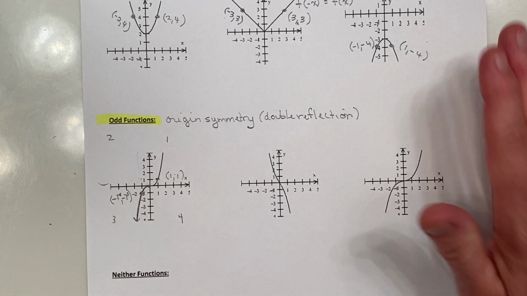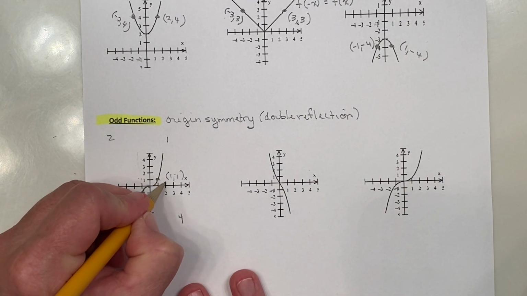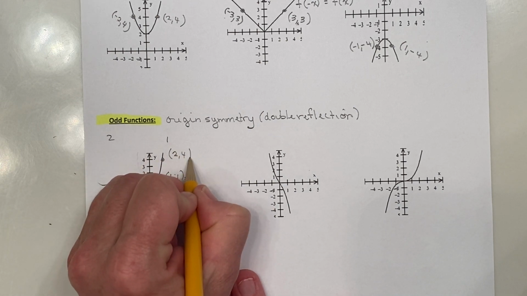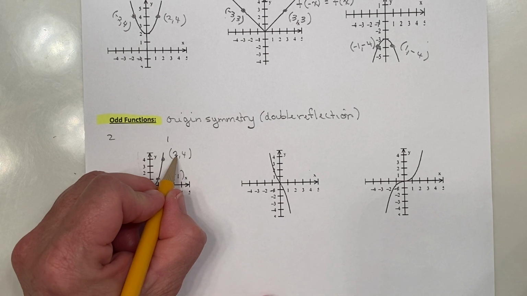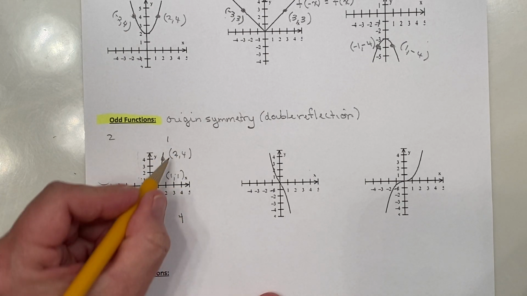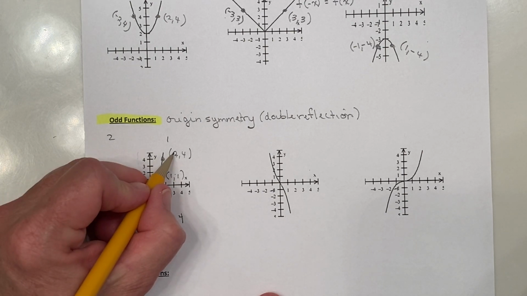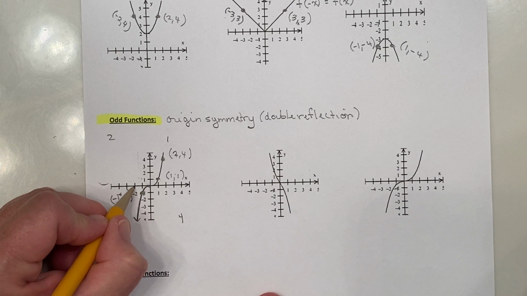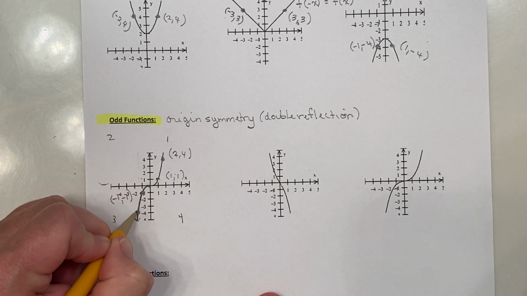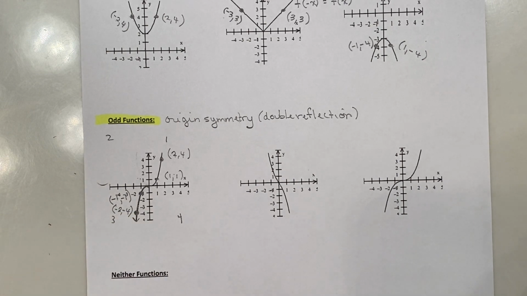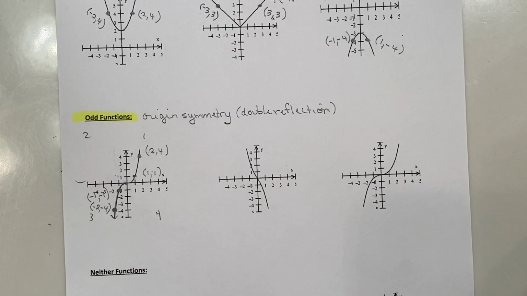So let's do another point. Let's do 2, 4. What if 2, 4 is a point on an odd function? So what other ordered pair would be on the same odd function? Well, it's opposite x's and opposite y's to get you down here in this quadrant. So think about negative 2, negative 4. Well, from the origin, if we go left 2 and down 4, yep, I'm going to land on this other part of the graph. So this is an odd function. It has origin symmetry because of that double reflection.